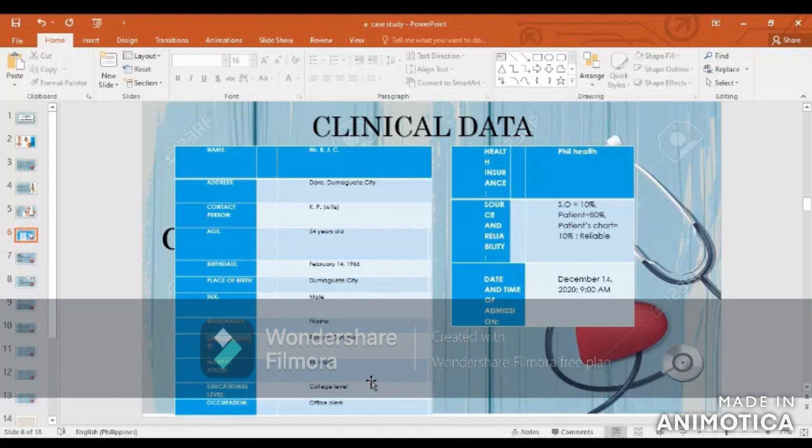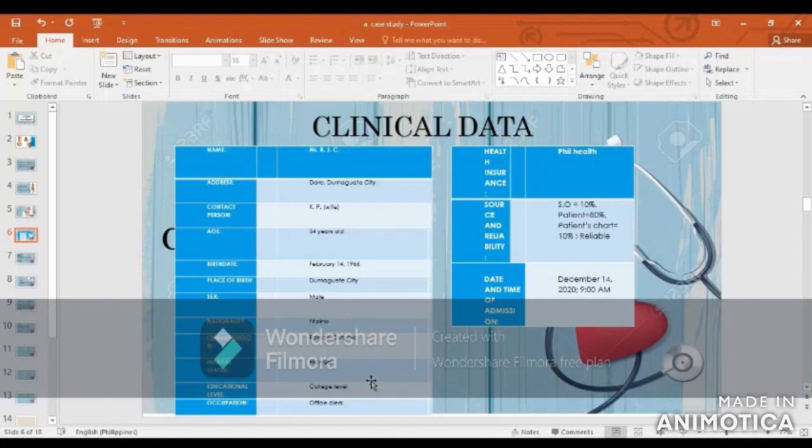So this is the clinical data of my patient. Name, Mr. RJC. Address, Daro Dumaguete. Contact person, his wife, KP. Age, 54 years old. Birth date, February 14, 1966. Place of birth, Dumaguete City.